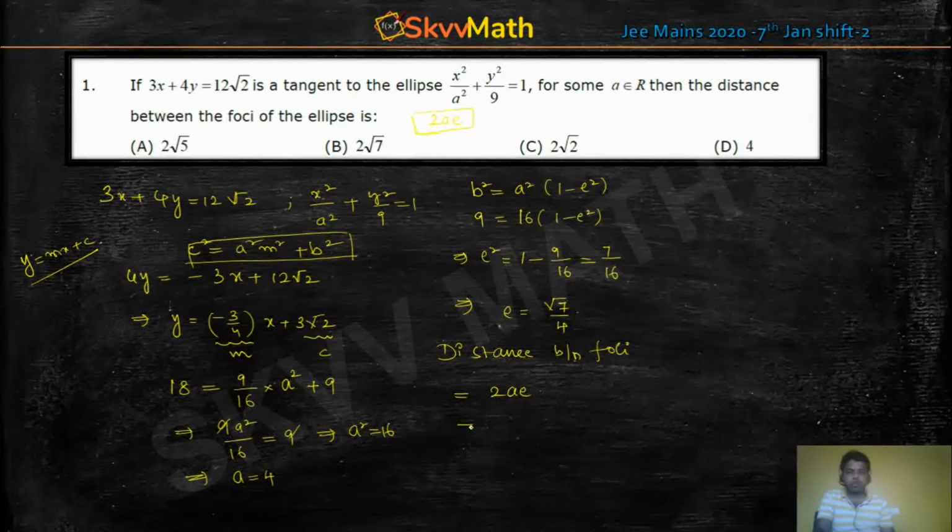This is the formula to find the distance between foci: 2ae. With a = 4 and e = √7/4, therefore you get 2√7 units. You can see that in option B.